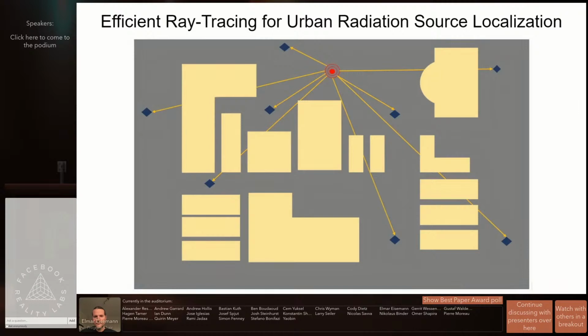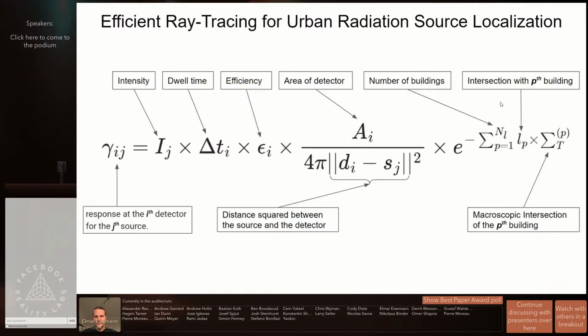Source localization requires computing the average response at a detector given a source, which requires us to determine the intersection between the source-detector rays and the urban environment. Here is the expression for computing the expected response derived from Boltzmann transport theory. While this approach is one of the most computationally efficient methods for computing the expected detector response, it can still be expensive when performing source localization in an urban environment.